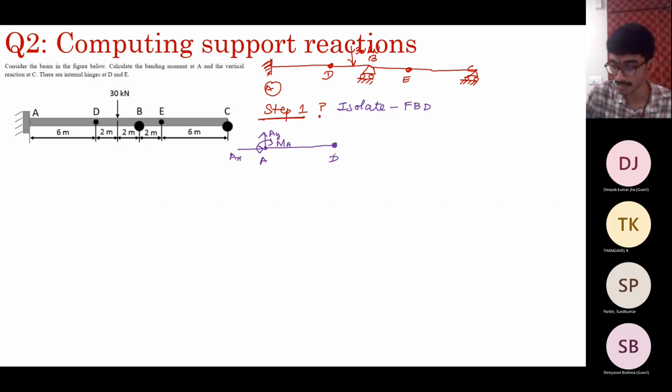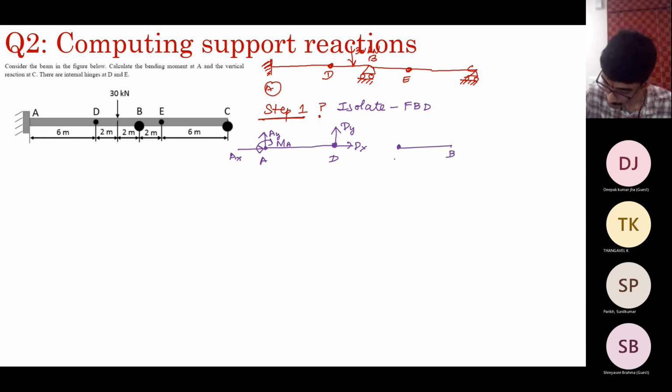At this point, it is an internal hinge, so you can say that there is no moment MD. You cannot have a moment at this point. It is free to rotate, so it doesn't generate a moment, but it will have a vertical reaction DY and DX. Now consider the next part.